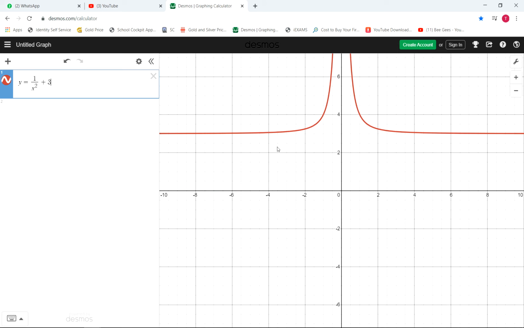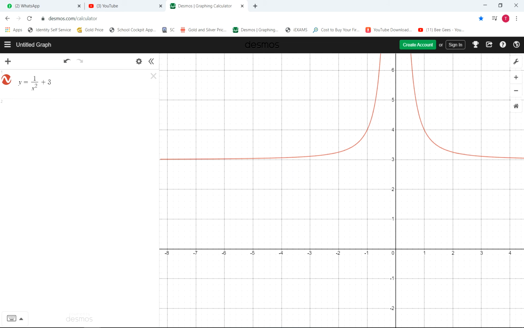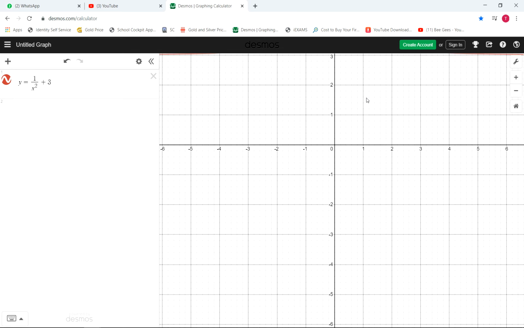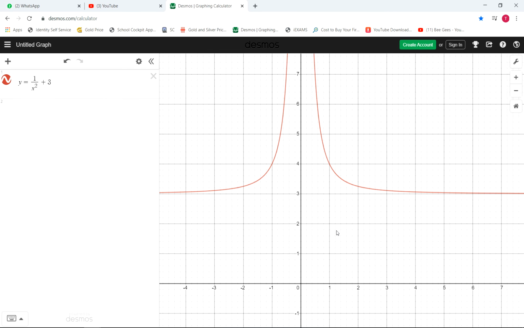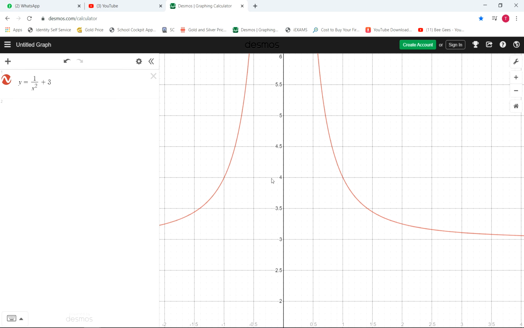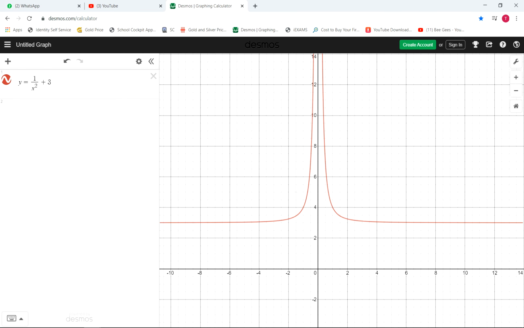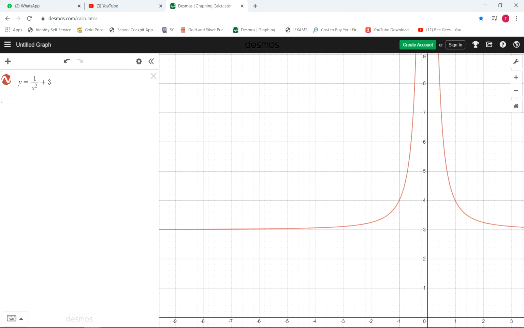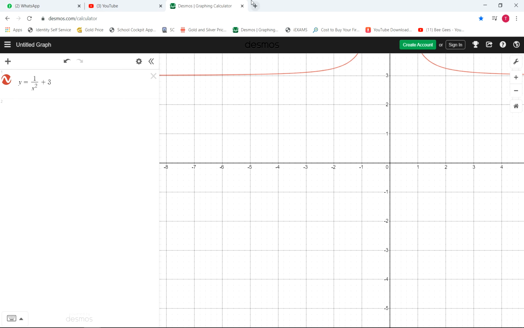Okay, now plus 3, the whole graph shifts up. So can you see that now this is 3. Okay, the graph will just approach 3 and will not touch it. Same thing, it will not touch the y-axis. Now over here, even though it looks as if they are touching, in reality they never touch. Okay, so that's most.